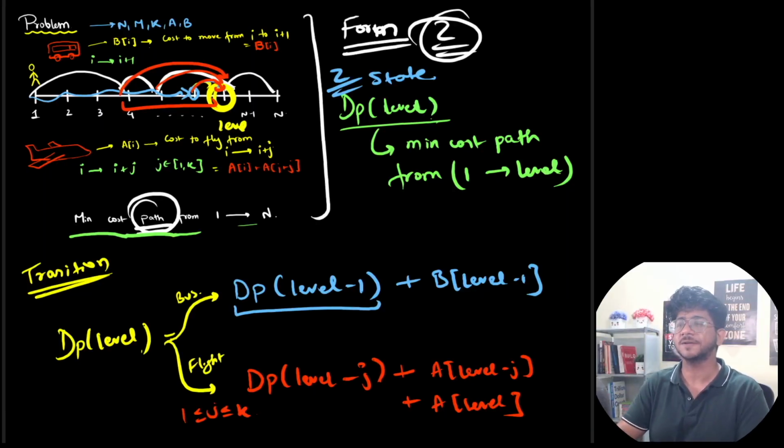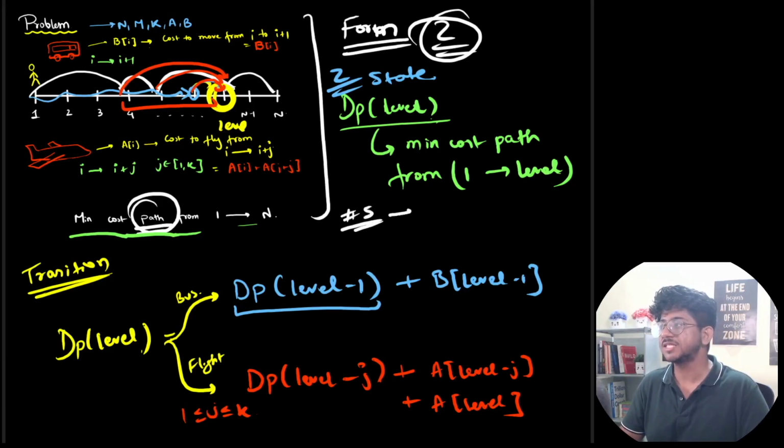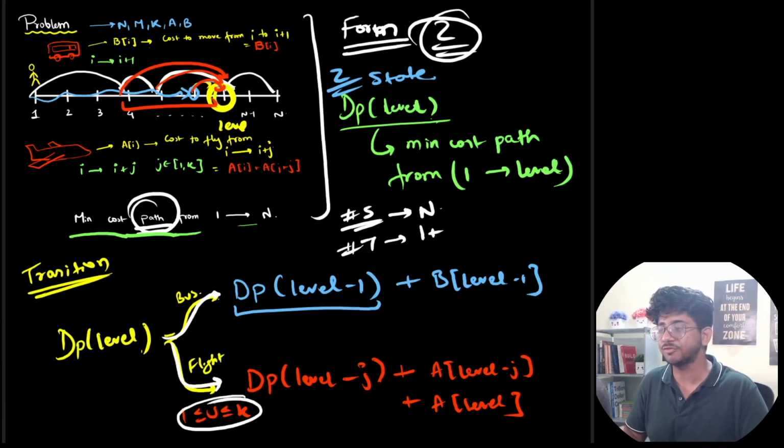Let's try to do the time complexity stuff as well. What is the number of states? Very simply, the number of states is going to be n, the number of cities. What is the number of transitions? In this path, you have a bus which is only one, plus on this side you have a flight which has k different options, and out of this you're going to take the minimum, right? So 1 plus over here you have k options. So in total you would have an order n into k solution over here, right?